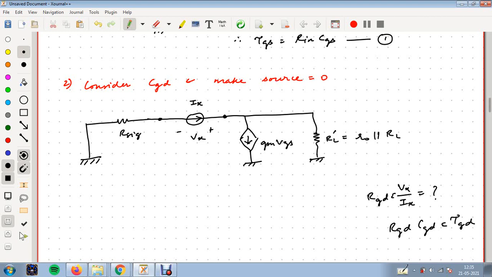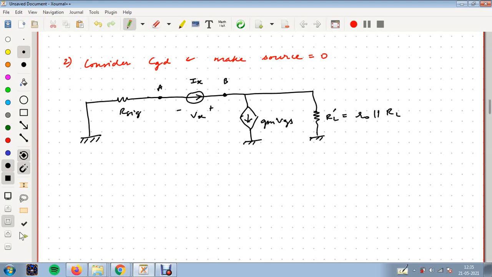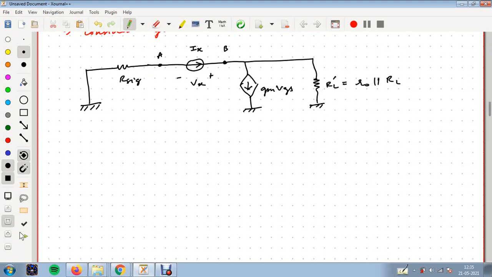All right. First, here I think you'll start using nodal analysis. I'll call this node A and this node B. Now, nodal analysis at A.